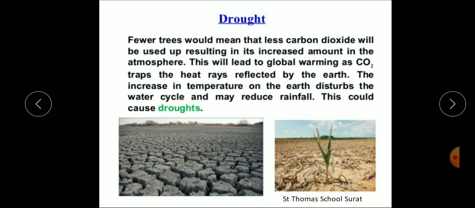So when there are fewer trees, there is less carbon dioxide used up, resulting in an increased amount in the atmosphere. That will lead to what? It will lead to global warming. And as carbon dioxide traps the heat, the increase in temperature on the earth will disturb the water cycle also, and then it may reduce the rainfall. Understood?